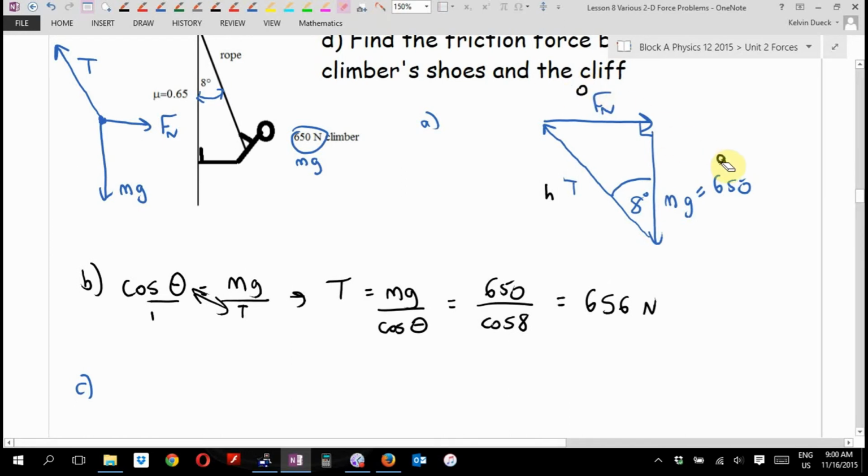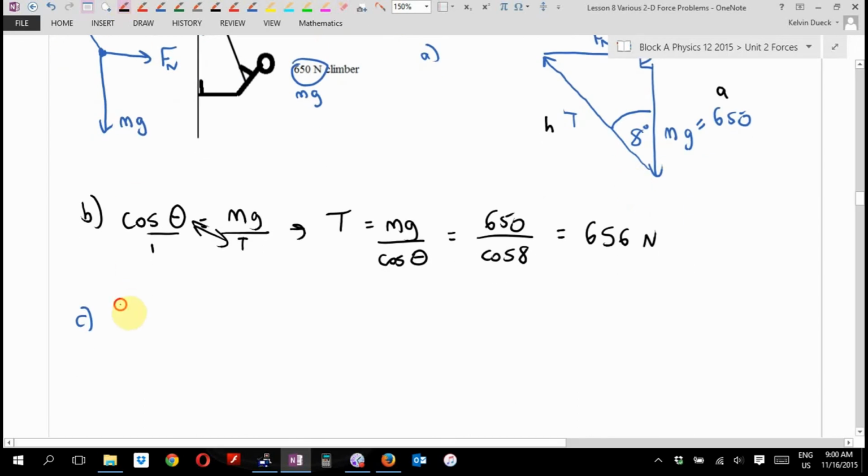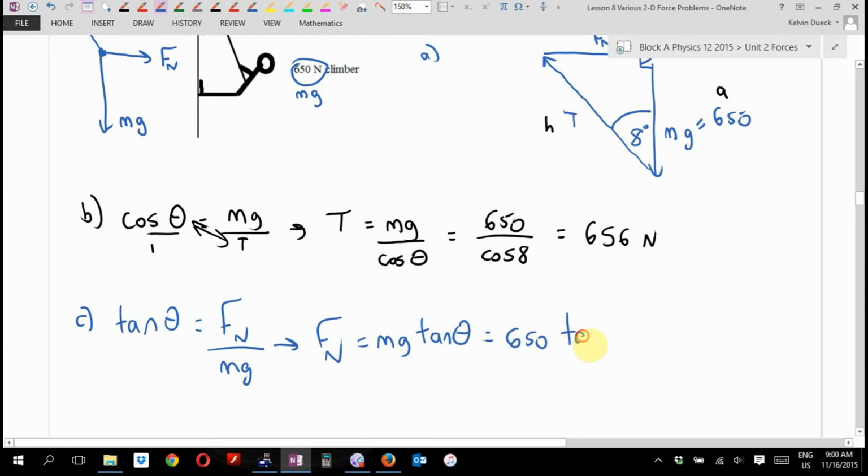I think I'd go tangent. But I could go sine and use tension. The only risk is if I've got tension wrong, I'm getting this one wrong. So I'll use the one that they gave me. I'll use tangent. Tangent of theta equals opposite over adjacent. Here, to get the normal force, I'll just times by mg. It's going to be 650 tan 8 degrees.